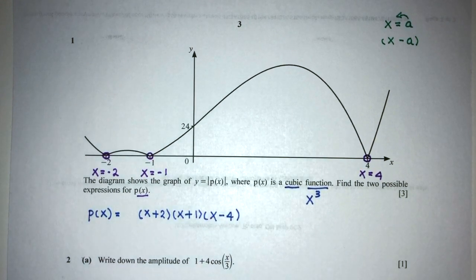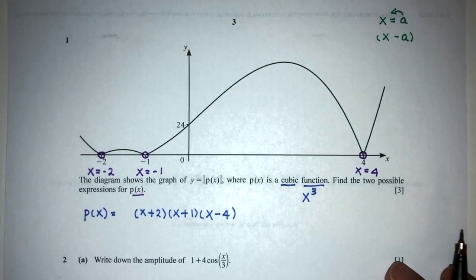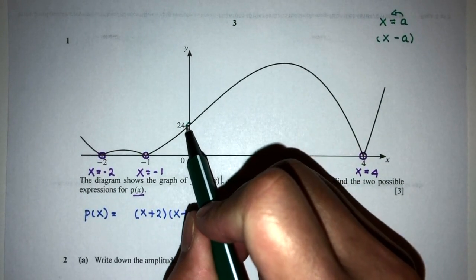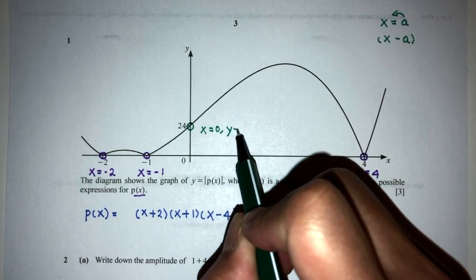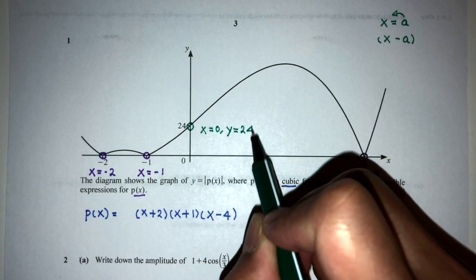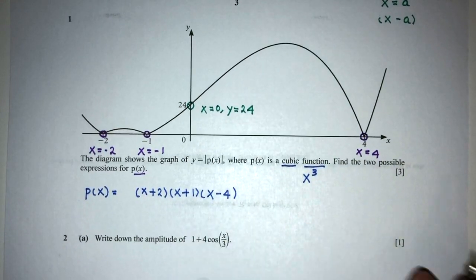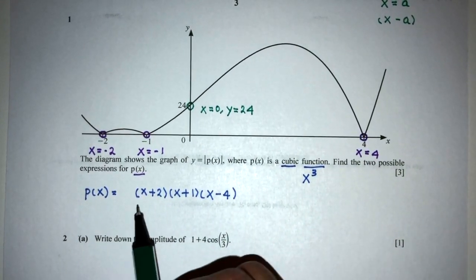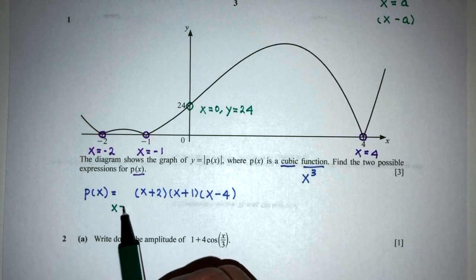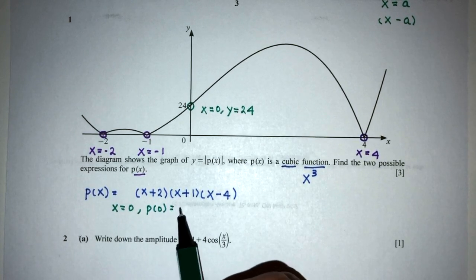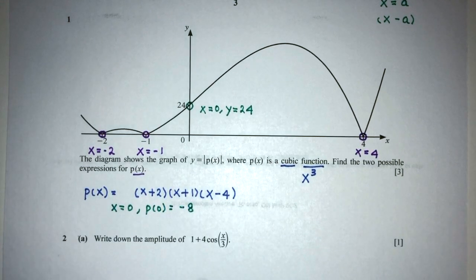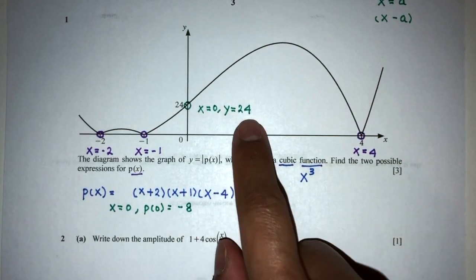So now we also have to check something, which is that we have to use a passing point, which is this point, to verify the answer. This is the point of when x equal to 0, y has to be 24. So let's check if that is true or not in my question. So when x is 0 here, my value of y, which is p of 0, is equal to minus 8. But wait, minus 8 is not the same as 24.